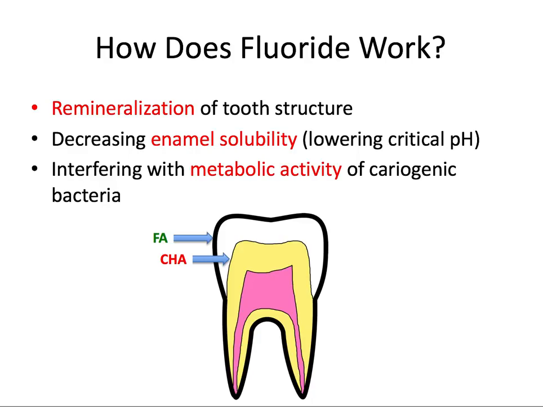So to review, fluoride prevents tooth decay by 3 distinct mechanisms. And this is an excellent board exam question. I would definitely know these 3 by heart. So number 1, it remineralizes the tooth structure by shifting the equilibrium to the left in our example. Number 2, it decreases enamel solubility, and that's by lowering that critical pH. And I haven't mentioned this yet, but also important, number 3, it interferes with the metabolic activity of the cariogenic bacteria. 3 unique mechanisms, all working in tandem to prevent tooth decay. Pretty cool stuff.